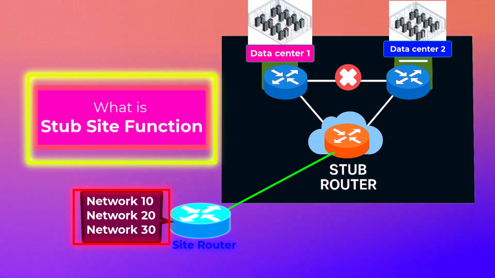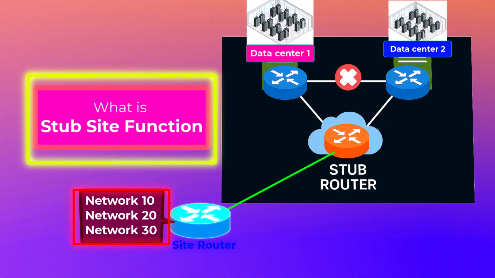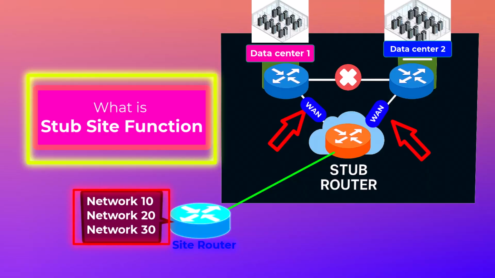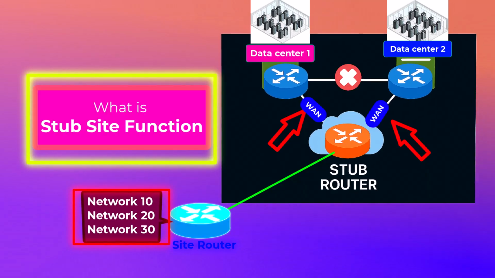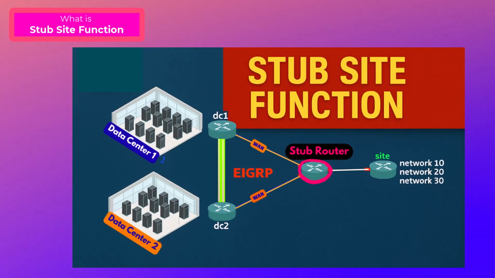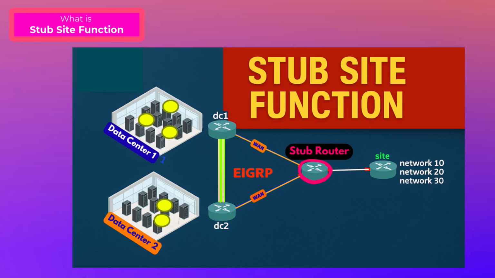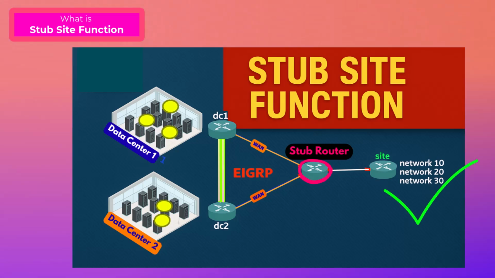With Stub Site, we can tell EIGRP exactly which WAN links are not allowed to advertise routes from. In other words, we can filter out the interfaces that shouldn't be used for advertisement, while still allowing the router to advertise the networks that are very important, like the LAN behind the site router here.